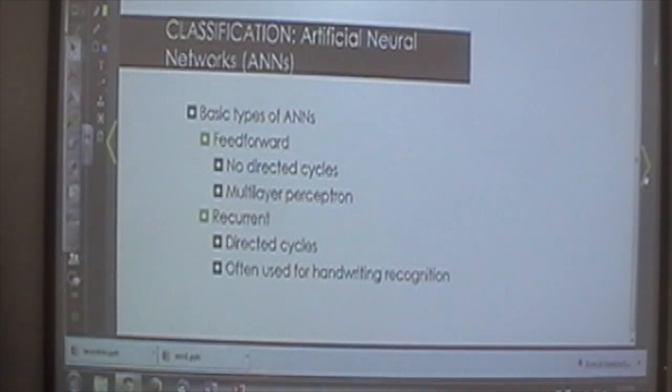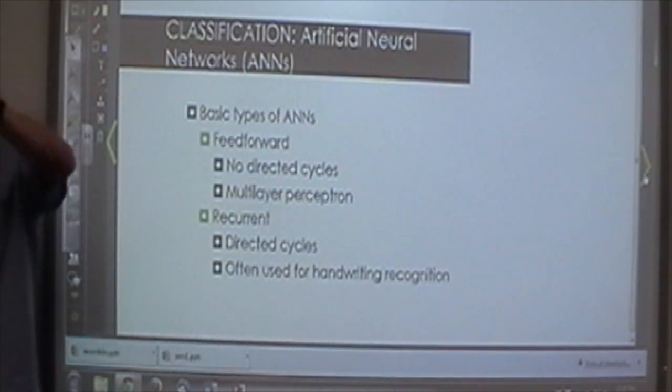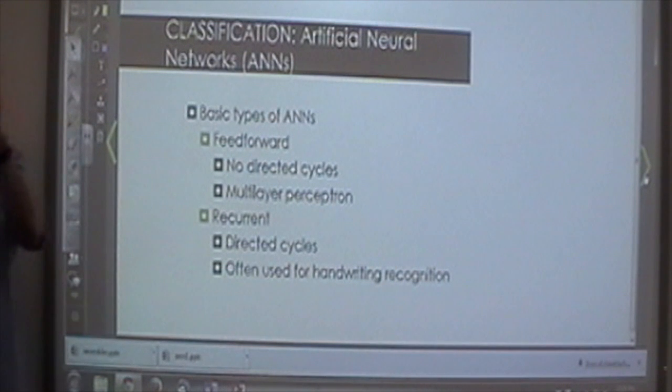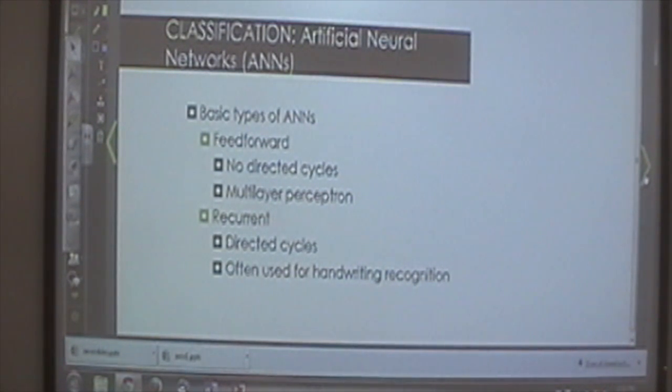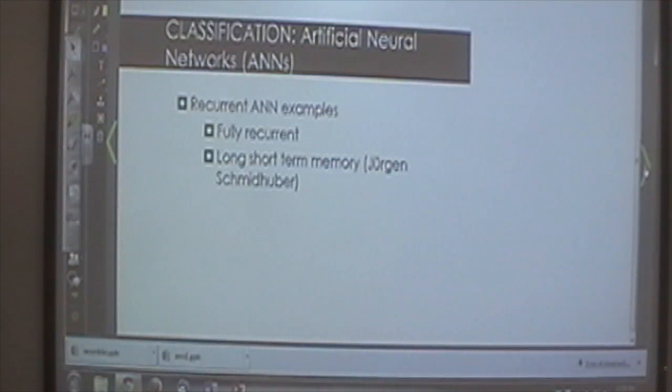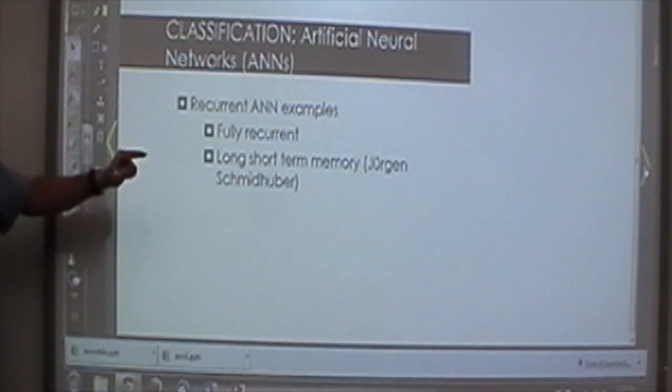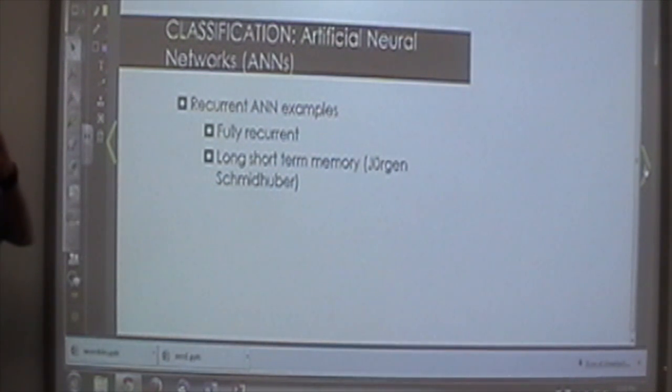Recurrent neural networks can have directed cycles. So now a neuron can feed into another neuron, and end up coming back to the original one. Recurrent neural networks are often used in handwriting recognition. And I'm going to discuss recurrent neural networks, which break down even further into multiple types. You can have fully recurrent systems, or, an example I bring up, long short-term memory.